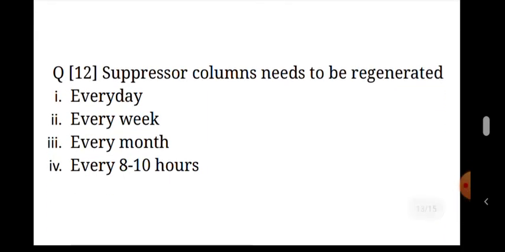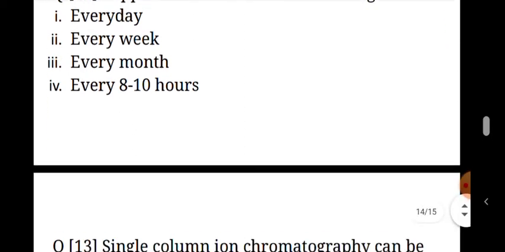Suppressor columns need to be regenerated every day, every week, every month, or every 8 to 10 hours? After every 8 to 10 hours of use, the suppressor columns need to be regenerated. Otherwise, the neutralizing ions will be exhausted and the suppressor columns will be non-functional. So they have to be regenerated every 8 to 10 hours.